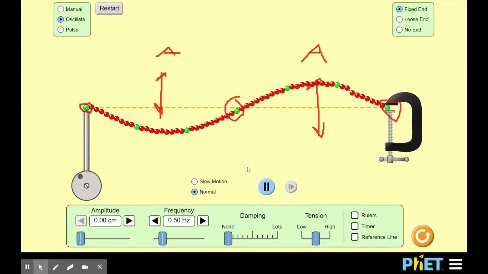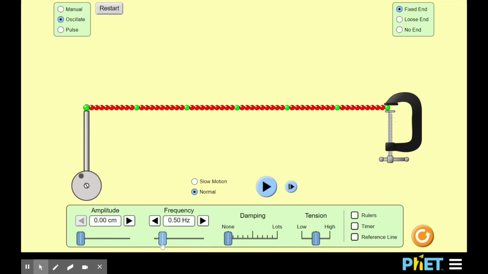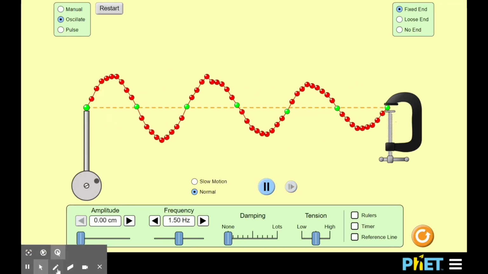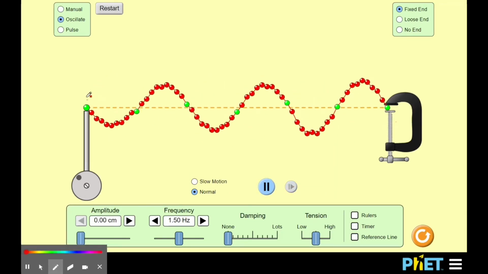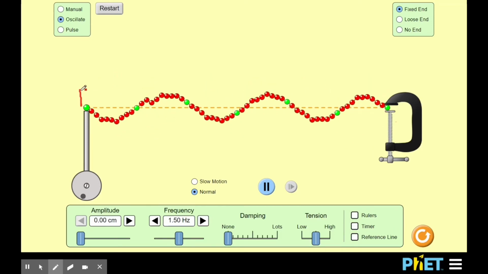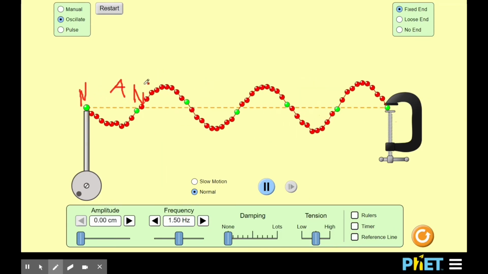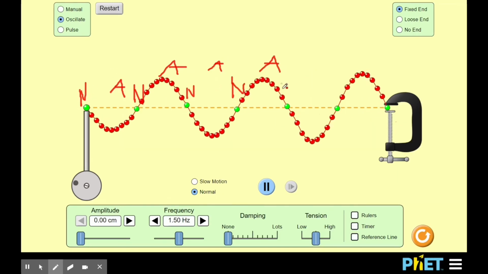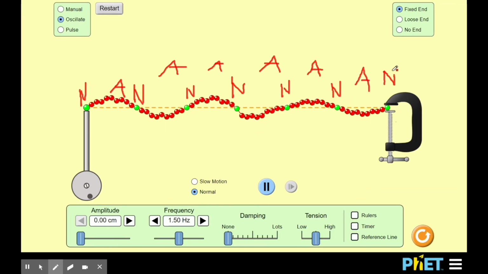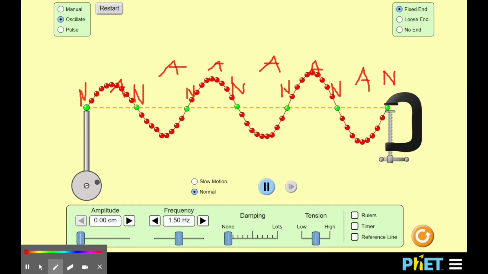All right, so now let's really take it up. Let's go to 1.5 hertz. So 1.5 hertz, we'll send it oscillating. We'll give it some amplitude. All right. So now we see that we have a node here, an antinode, a node. All right, so we got all of our nodes and antinodes identified.